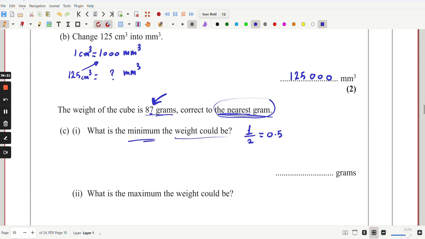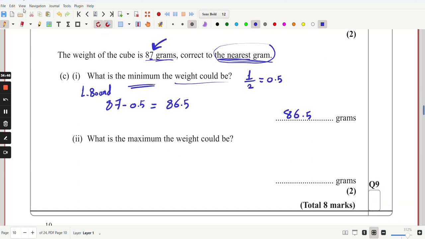So a minimum means a lower bound. For the lower bound we are going to subtract: 87 minus 0.5, and this will give us 86.5. What is the maximum the weight could be? The maximum means upper bound. For the upper bound we will add: 87 plus 0.5 will get 87.5.